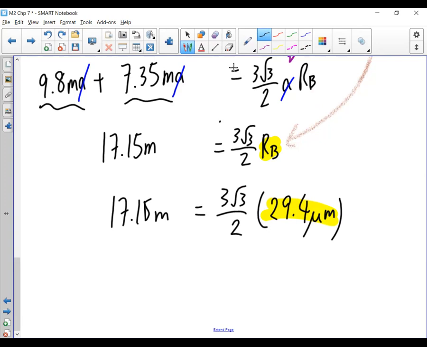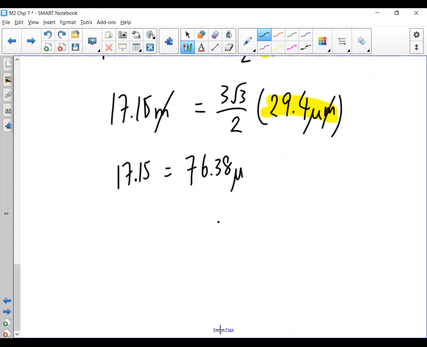Both sides have an m, so I'm going to divide both sides by m. So you can see, to find mu, I can do 17.15 equals, on the right hand side, 3 root 3 over 2 times 29.4. That will give me a really messy decimal, 76.38 mu. So mu equals 17.15 divided by 76.38.